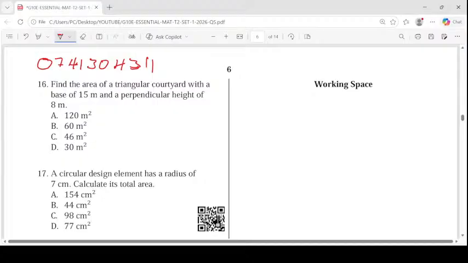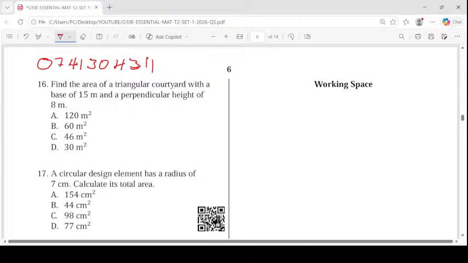Let us look at question 16. Find the area of a triangular courtyard with a base of 15 meters and a perpendicular height of 8 meters.